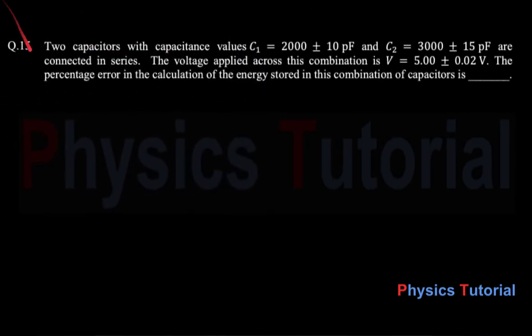Let's go for another question. Question number 15. Two capacitors with capacitance C1 is equal to 200 plus minus 10 picofarad and C2 is equal to 3000 plus minus 15 picofarad are connected in series.